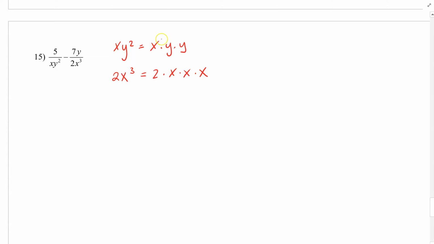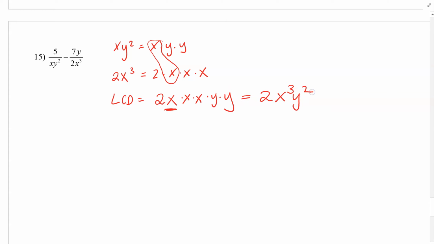So if I look at xy squared, it's a factor of x and 2 factors of y. If I look at 2x cubed, it's a factor of 2 and then 3 factors of x. So we basically only have one common factor. So when we're trying to find our LCD, we will use that. So maybe I'll put that here. So I have one common factor of x, and then I have all these remaining factors. So I need a remaining factor of 2, and then I need the other 2 x's, because those are remaining factors, and then I need the other 2 y's. So this was the common factor of x, and then these were the remaining factors. So my LCD would be 2x to the third y squared.